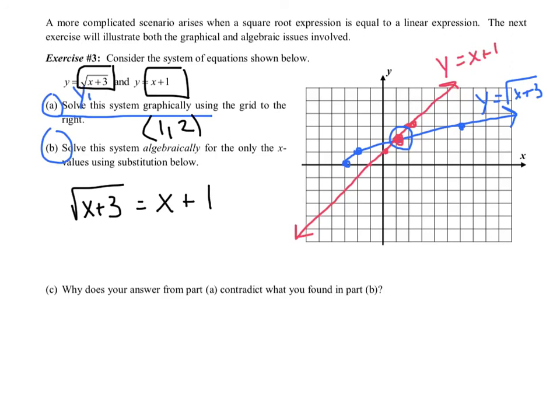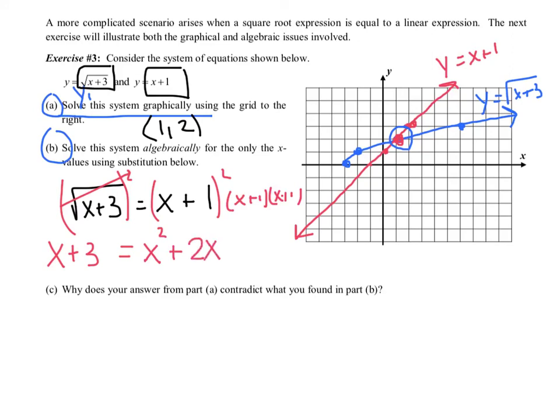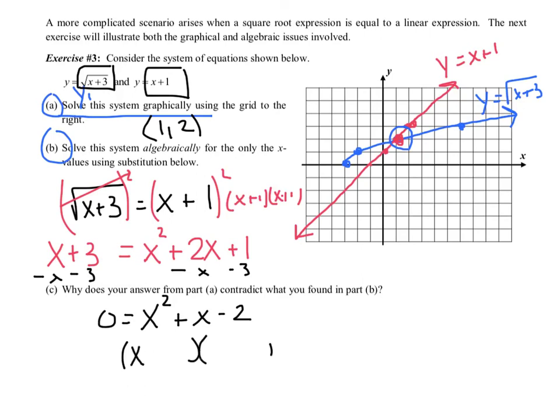So now I can say the radical is by itself. I'm going to square both sides. So on this side I just get x plus 3. On this side, remember, I'm writing it twice, and I'm foiling: x plus 1 times x plus 1. That gets me x squared plus 1x plus 1x, which is plus 2x, plus 1. I'm going to subtract the x and subtract the 3, and I'm going to solve that equation. So I get x squared plus x minus 2 equals 0. I'm going to factor that, so I get x plus 2 and x minus 1. Tee it up. I get x equals negative 2 and x equals 1.